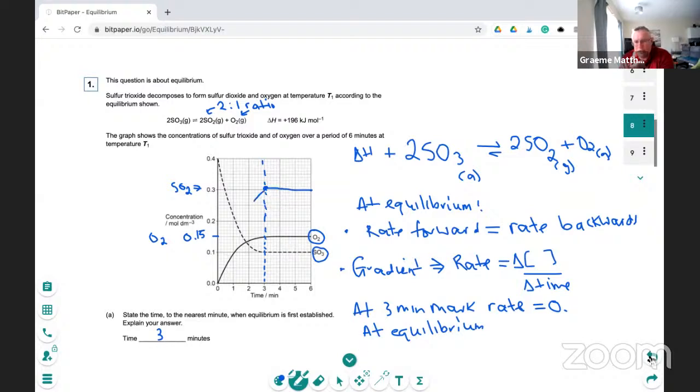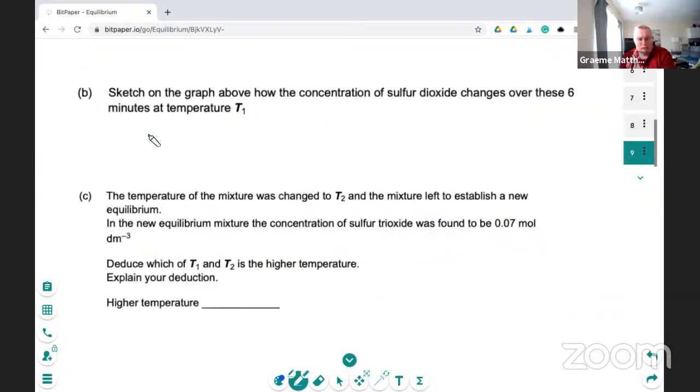And then you just got to curve it down. You've got to curve it down, and so you kind of get this, like this. And so this is good enough. You understand the principle that at equilibrium, SO2 has to be double O2. This is where the 0.3 comes in because it's double 0.15. And you understand that this is when equilibrium is established. This is SO2, so I've done this one.